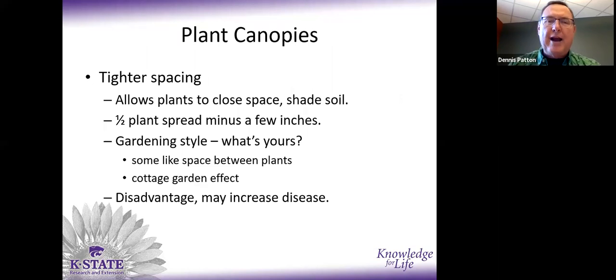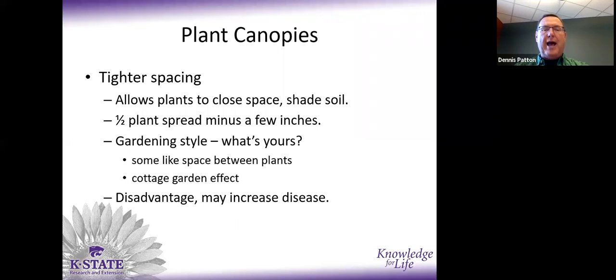The tighter plant canopies, here again, allow those plants to close the space and shade the soil. What is a correct spacing? Well, half the plant spread minus a few inches should bring those plants together. I think it's back to your gardening style though, too.